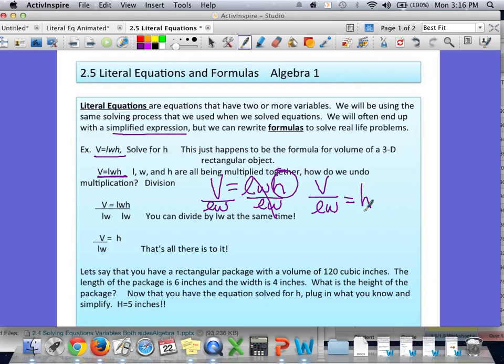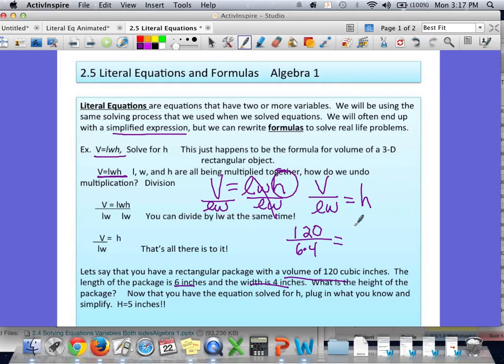Let's say that you have a rectangular package with a volume of 120 cubic inches. The length of the package is 6 and the width is 4. What is the height? Well, now that you have it solved for H, it's really easy to plug those numbers in and solve it. If the volume is 120, that's divided by length times width. The length is 6 inches. The width is 4. Length times width, so that's 6 times 4, which is 24.